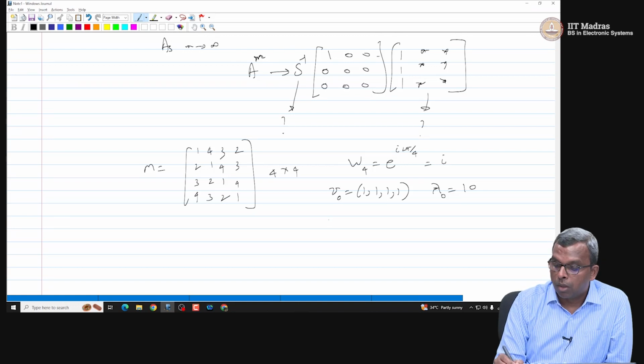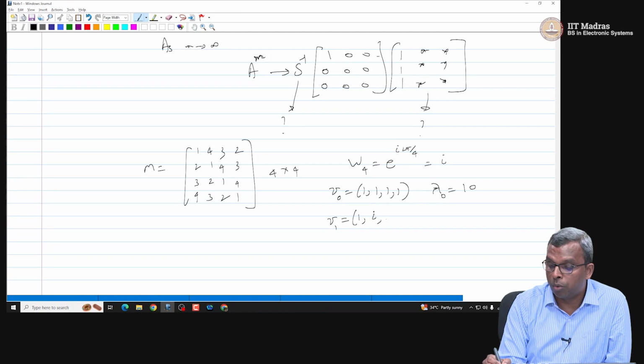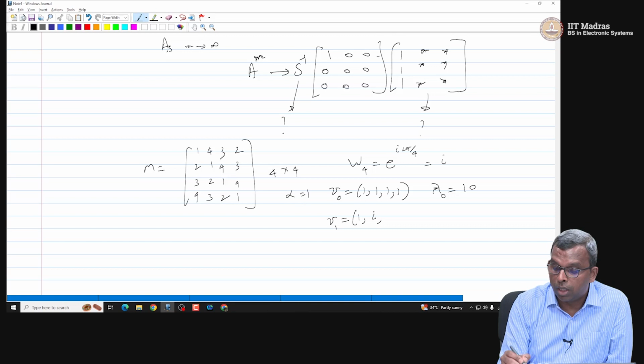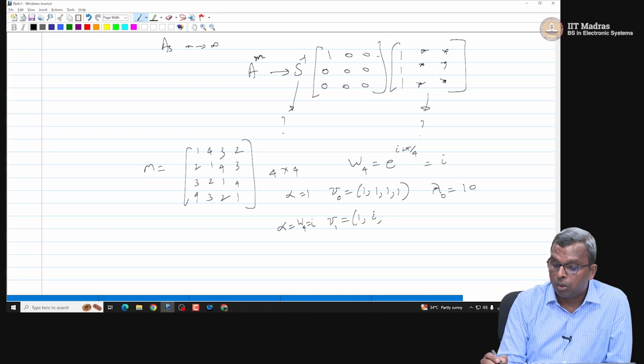That is good. Now V1 is going to be W4 power, right? So it is 1, and then i, W4 power 1. So this is alpha equals 1, this is alpha equals W4, which is i. Remember, once you put an alpha, it's alpha, alpha squared, and so on. i squared is minus 1, and then you multiply by i again, you get minus i.